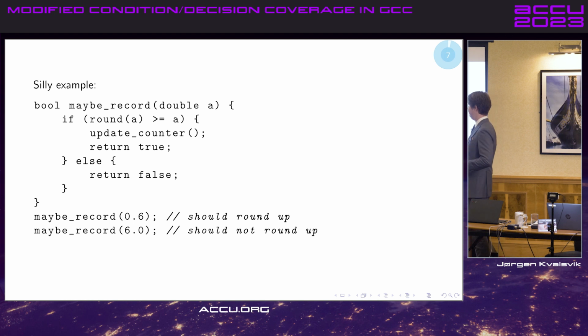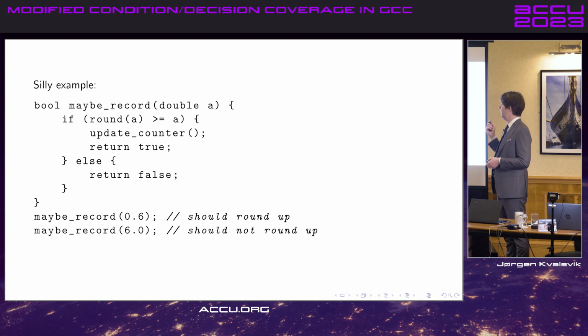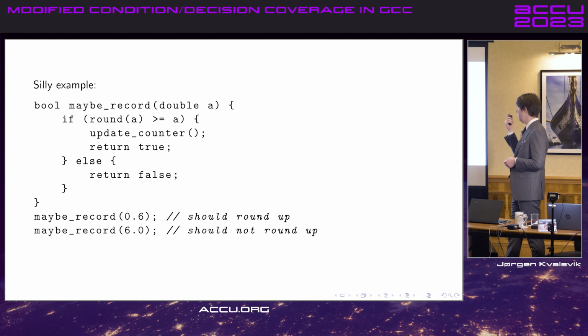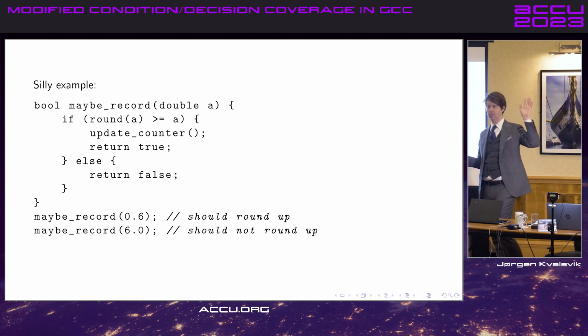So let's do a silly example. So we have this function, which maybe records something. And as you can see, whenever it rounds up, then a counter is updated, and otherwise it's not. And you would assume that this should not round up when you give it 0.4, but it should round up when you give it 0.6, right? It's usually the more or less half. Of course, this program has a bug. If you can spot it, be very, very proud. It used the wrong comparison.